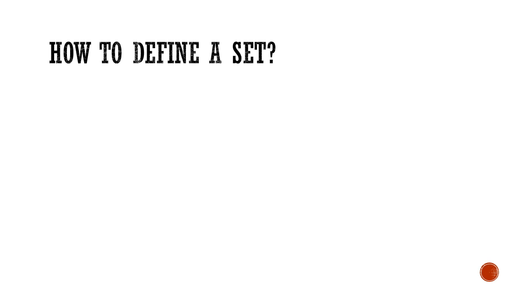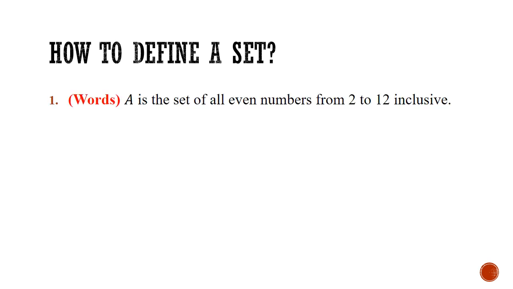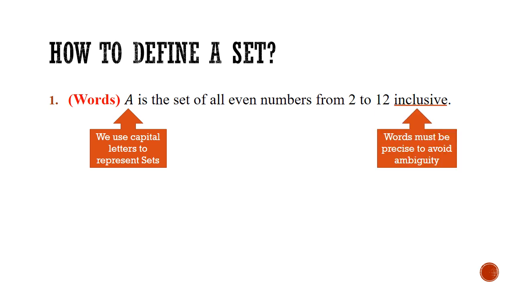There are three ways to define a set. We could try to describe it in words. We use capital letters to represent the collection, and the description must be precise to avoid ambiguity. Without this word inclusive, someone reading this statement may not be sure if we want the number 2 or 12 to be inside this set or not.